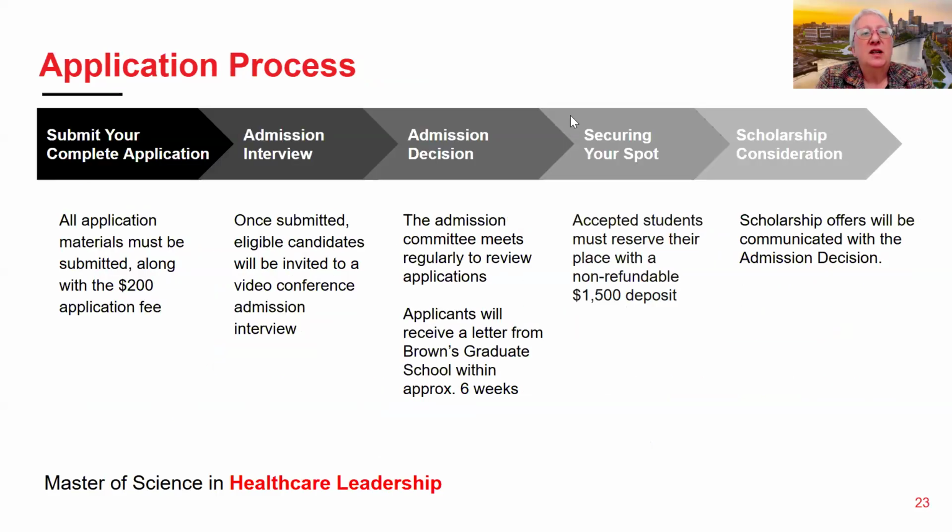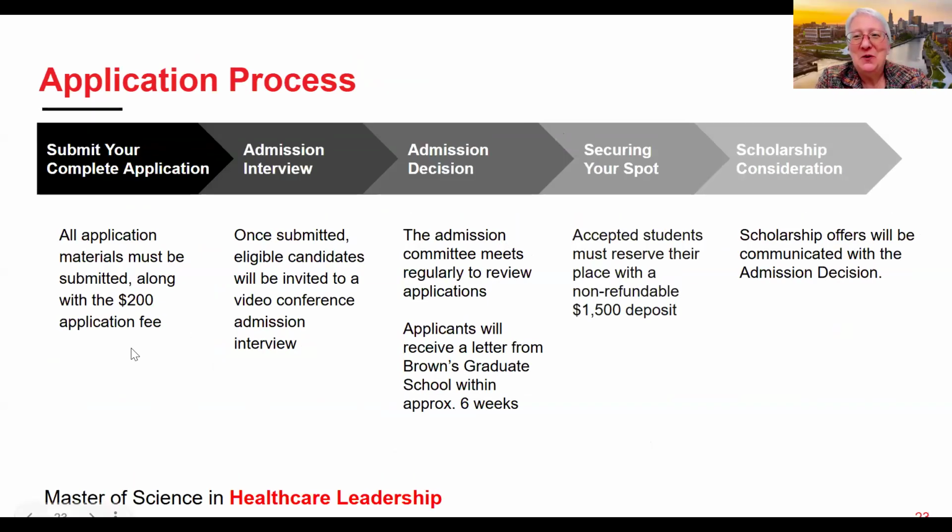So what does the process look like? Once all of your materials are submitted, including those recommendations from folks that you are asking to submit recommendations, candidates are selected for interviews, which is a video teleconference. And then we meet very regularly. This is a rolling admissions process. So, the sooner you apply, the more likely you are to get in.